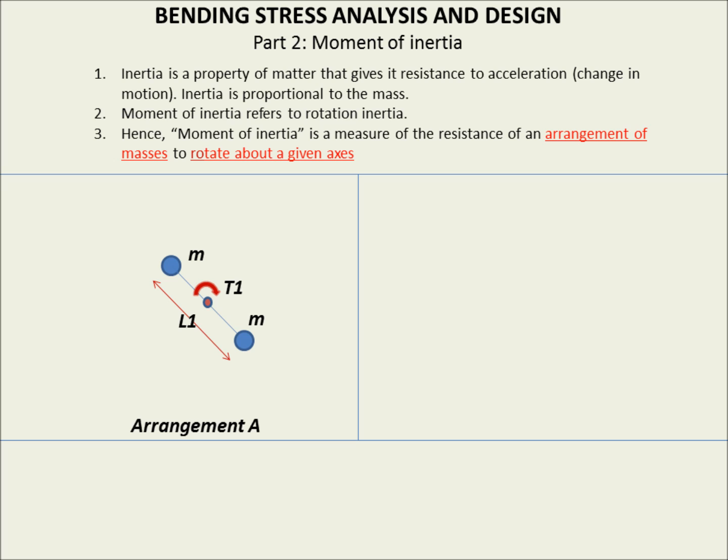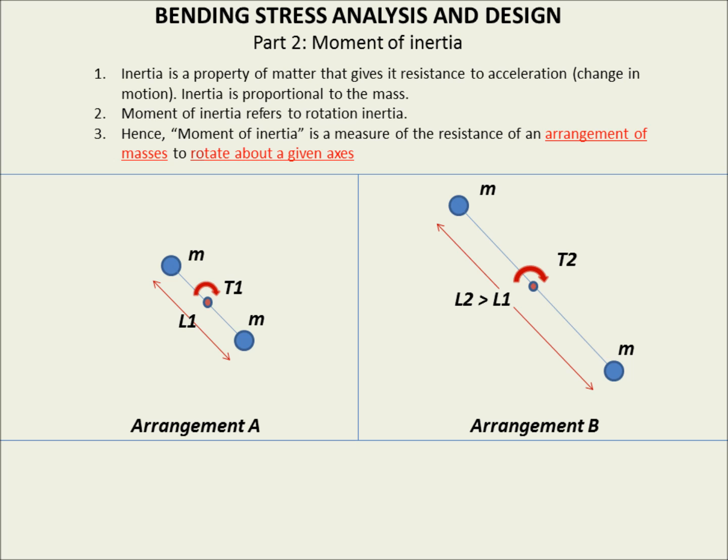Well, let's consider another arrangement of masses. Same balls, mass m. However, the distance between the balls right now is much greater in arrangement B. L2 is much greater than L1. But the task is still the same. We're going to place an axis right there in between the balls, and we're going to rotate it by applying a torque. The question is, which arrangement of masses requires more rotational force, more torque to rotate?